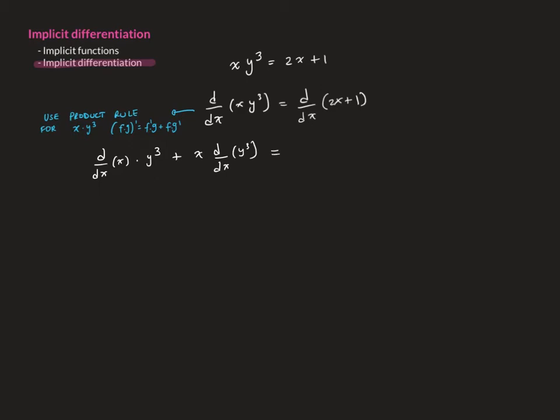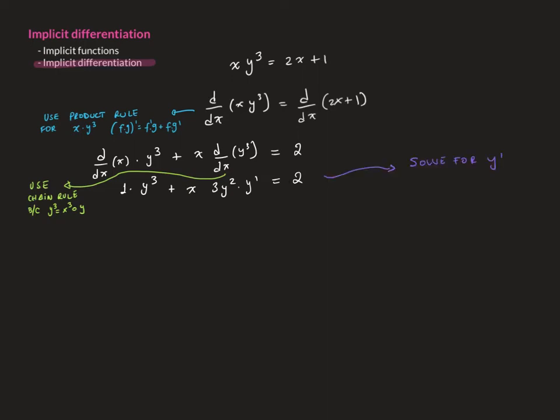And then in the right hand side, we just differentiate 2x plus 1 normally, and the derivative of that is 2. Now on the left hand side, the derivative of x with respect to x is 1 times y power 3 plus x, and the derivative of y power 3, we need to use chain rule and power rule, because the derivative of y power 3 is going to be 3y squared, but because of chain rule, we multiply by y dash, and that is equal to 2.